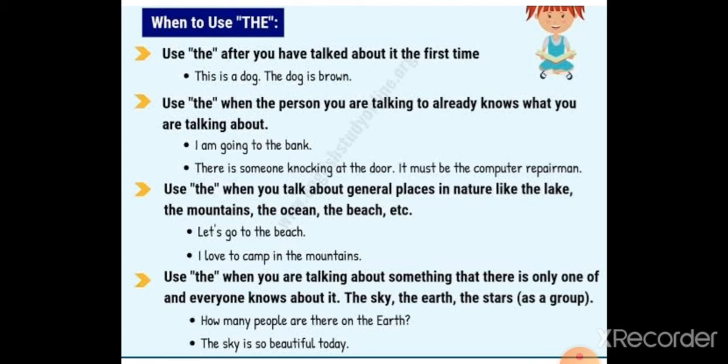Now the first rule is: use "the" after you have talked about something the first time. That means whenever we are talking about anything for the second time, then we specifically use "the" in order to indicate कि now we have already talked about this and again we are emphasizing the same thing. ठीक है. For example, this is a dog. Okay, this is the first statement. Now the second statement is: the dog is brown.